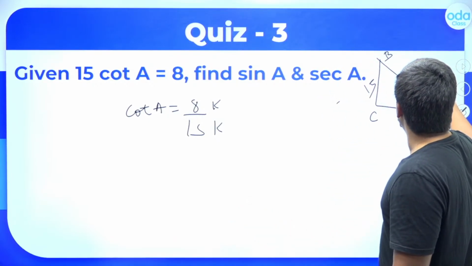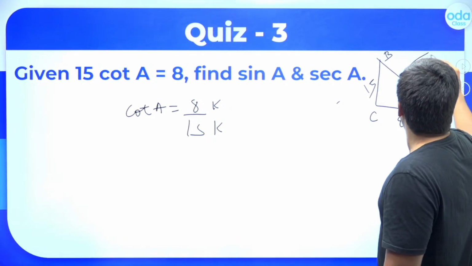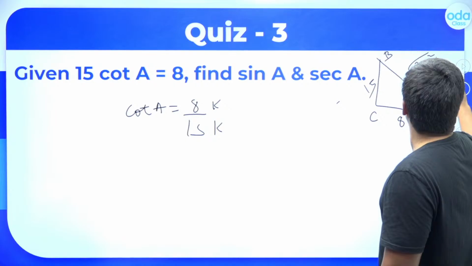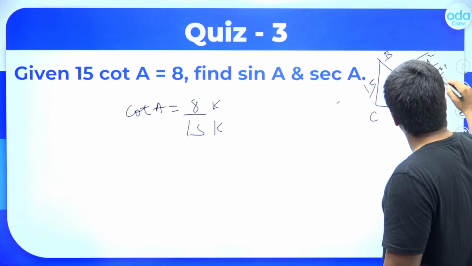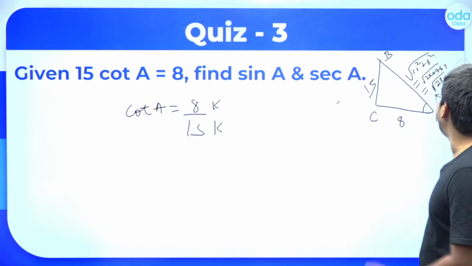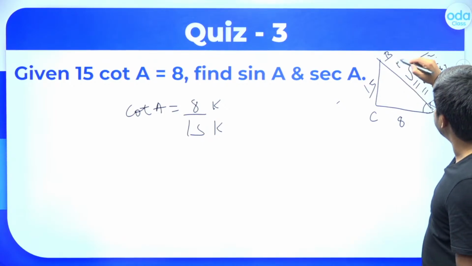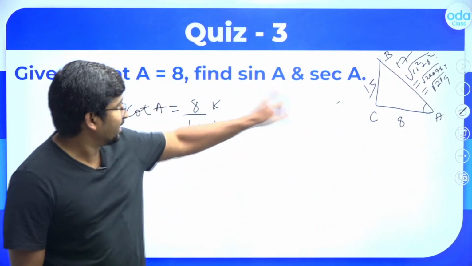Okay. So 15 is there, 8 is there. So what will be this hypotenuse? It should be root of 15 square plus 8 square, which is root of 225 plus 64, which is root of 289, which is 17. So the hypotenuse length is 17 for you now, for this triangle.